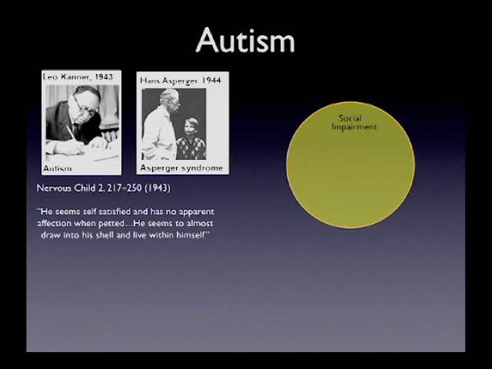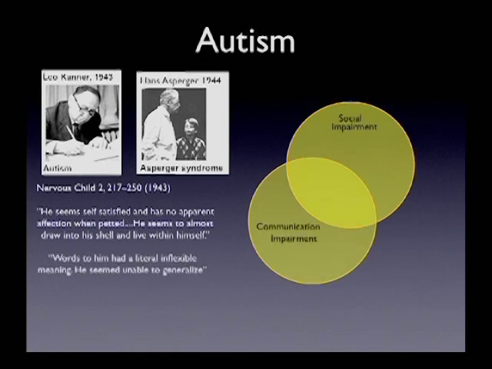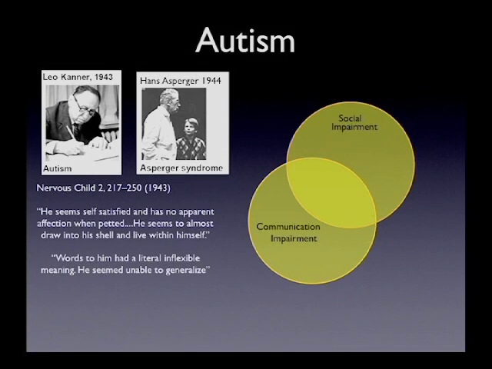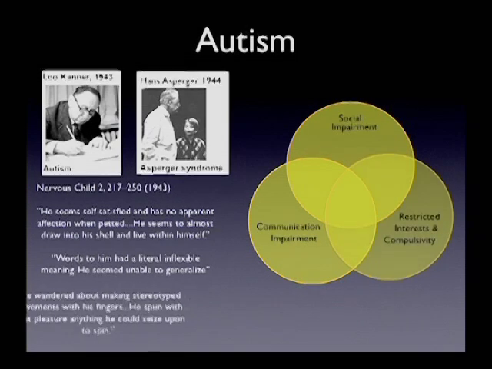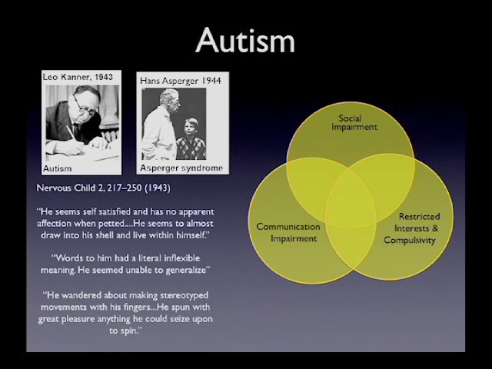And this, of course, describes a social impairment that is characteristic of autism. He then said, words to him had a literal inflexible meaning. He seemed unable to generalize. And this describes a communication impairment. He said of Donald that he wandered around making stereotype movements with his fingers. He spun with great pleasure anything he could seize upon to spin. And this, of course, describes a restricted interest and compulsivity.